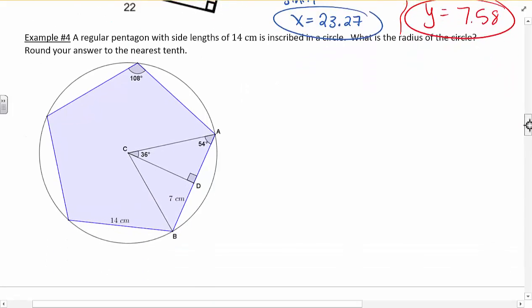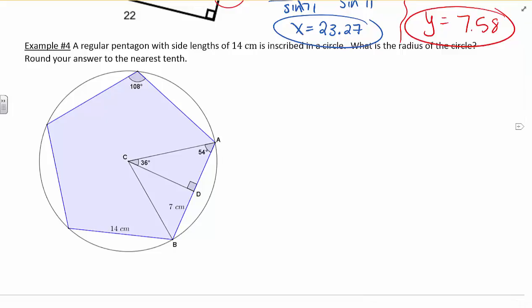And then the last one I'm going to do right here is example 4. A regular pentagon with side lengths of 14. Okay, fine, is inscribed in a circle. What's the radius? Well, the radius would be this guy right here. I want to find x. They're telling me this is 7, so that's got to be 7. Find the radius to the nearest tenth.